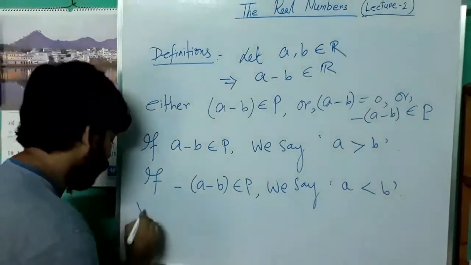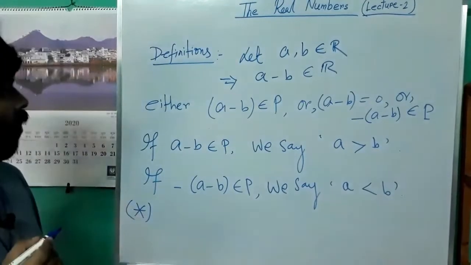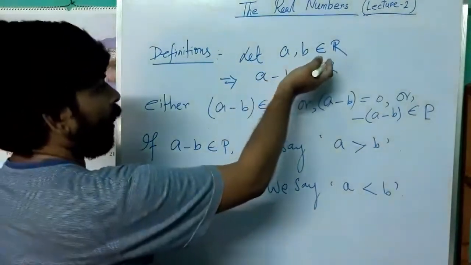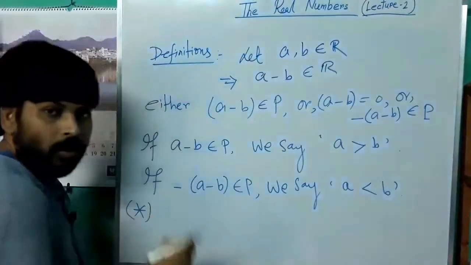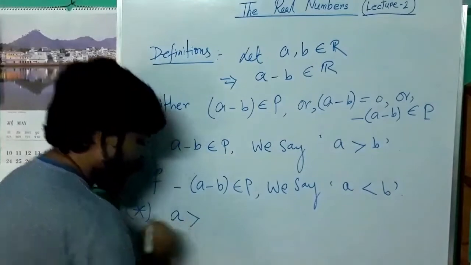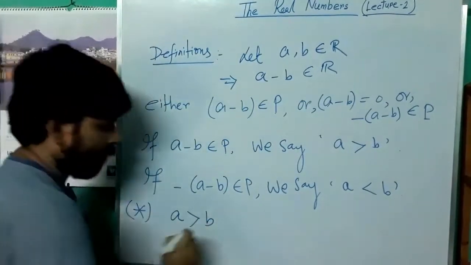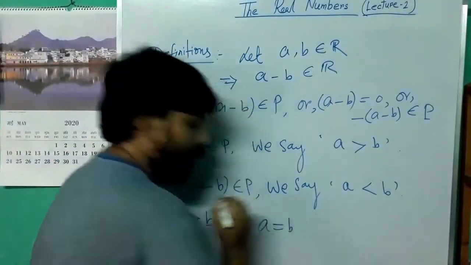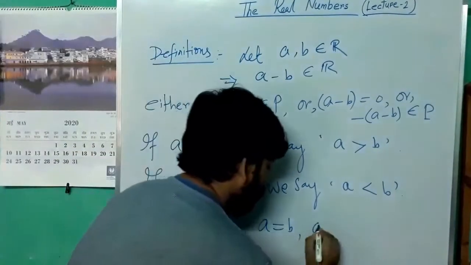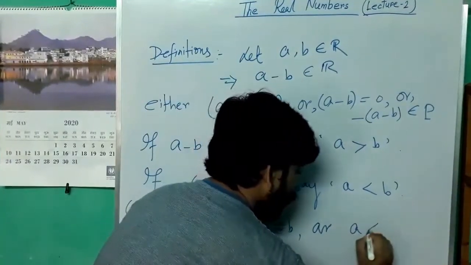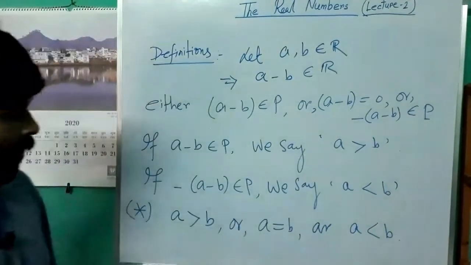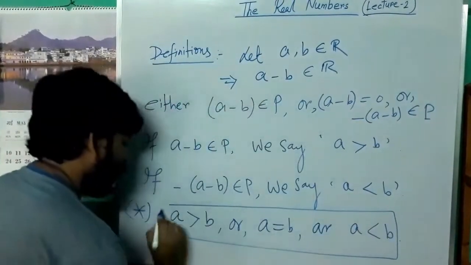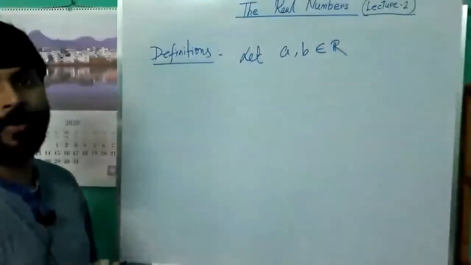So the trichotomy law tells us that for any two real numbers A and B, we can conclude that either A is strictly greater than B, or A equals B, or A is less than B. So this is another form of the law of trichotomy.